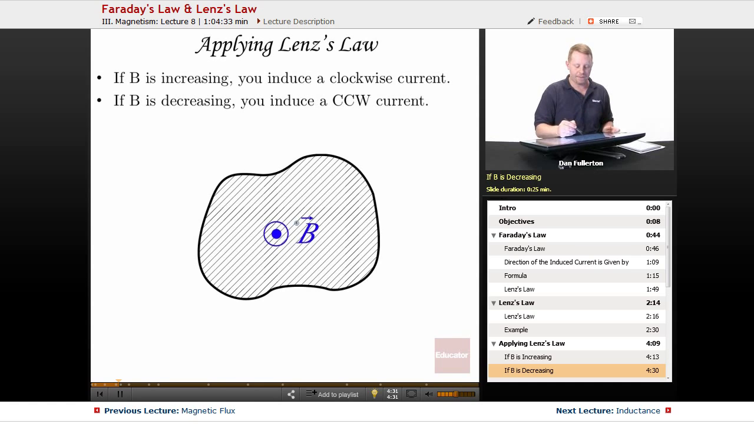If that magnetic field strength there is decreasing, Lenz's law says you want to work to maintain where it was. It doesn't want to decrease. That means you need to add magnetic field coming out of that loop. So point your thumb coming out of that loop, wrap the fingers of your right hand around that, and you're going to get the counterclockwise current. So, more examples for Lenz's law and how you apply it.